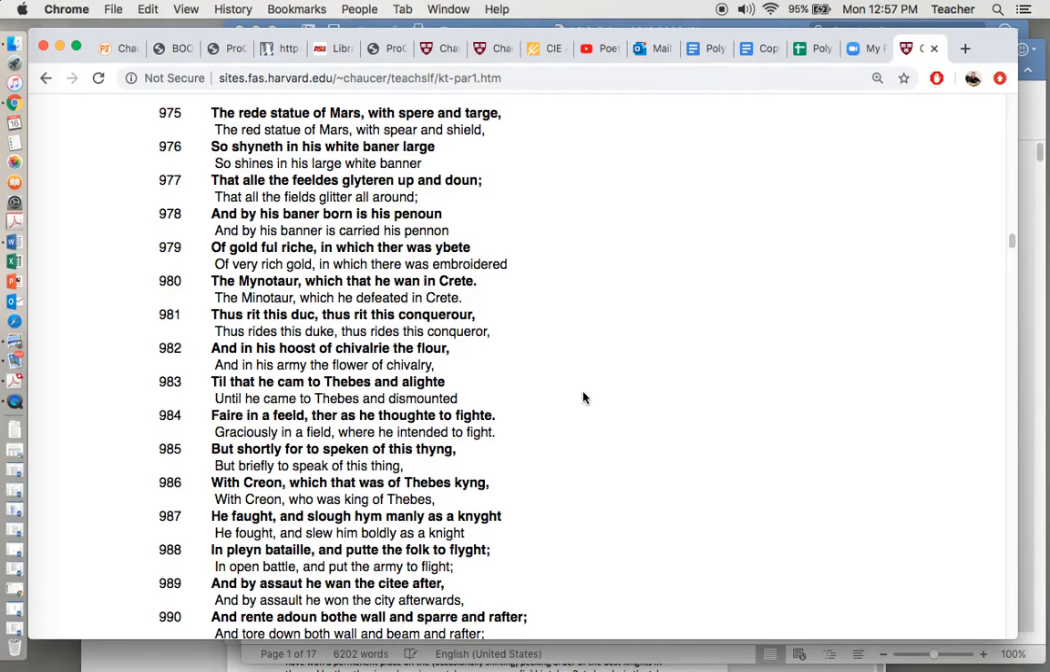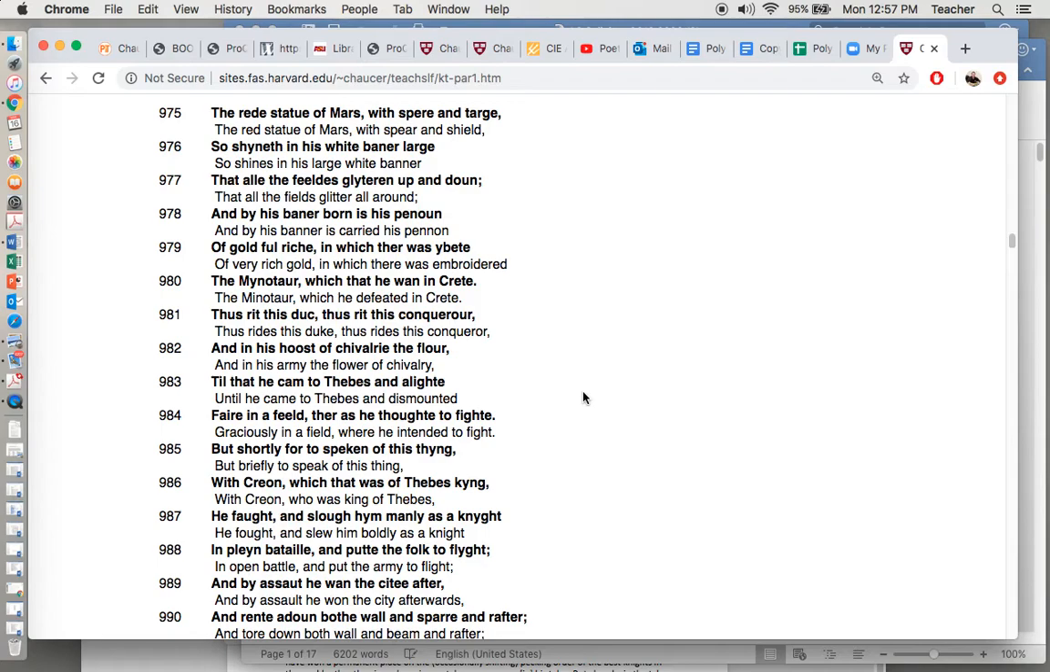Speaking of a familiar figure, look at 975. The red statue of Mars with spear and targe. Okay, and a targe is a smaller shield, but that doesn't make much sense. So I can see why they've translated it as shield. And we're going to get into kind of the disparity between medieval weapons and ancient weapons. And obviously, this is of great interest to me. I won't bore everybody with it, but you can ask questions about this in the Zoom if you're interested.